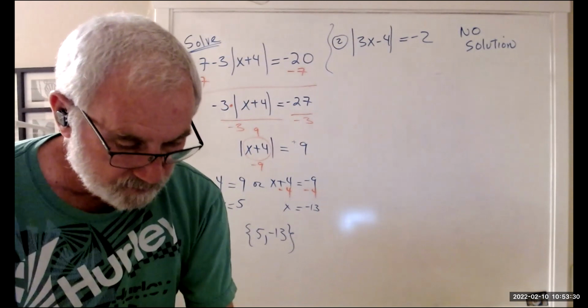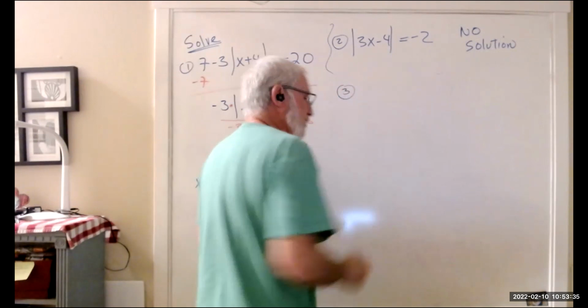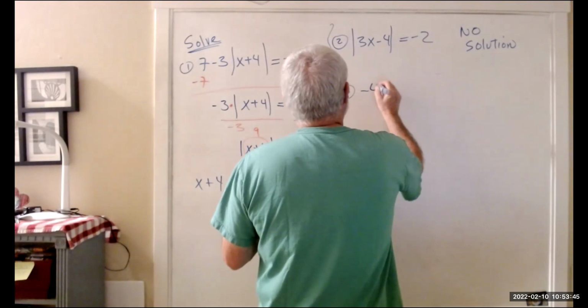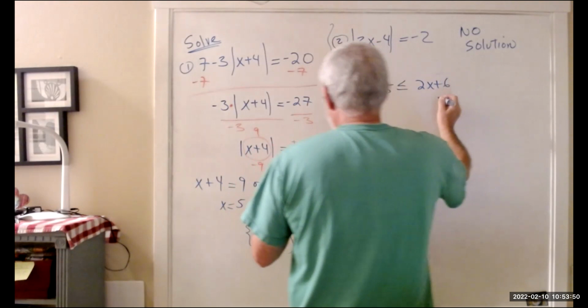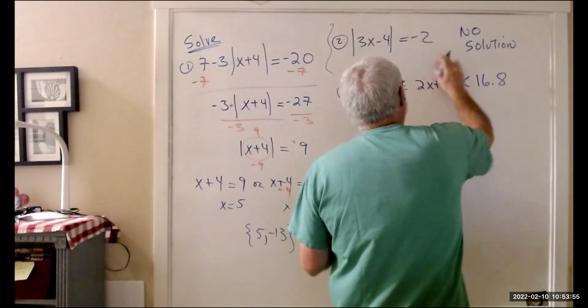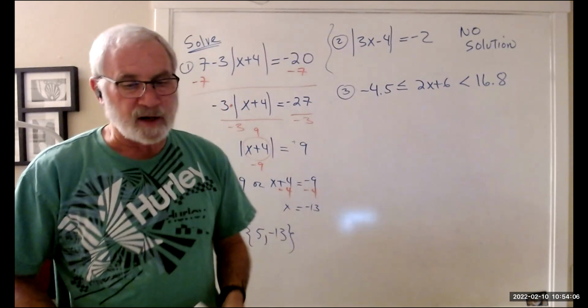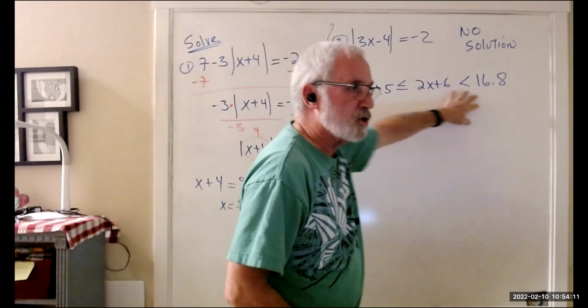Okay. Third one, and then we'll get into new stuff. Why don't you try this? This was called a compound inequality. Okay. It was -4.5 is less than or equal to 2x plus 6, which is less than 16.8. I want you to get the answer and then express the answer in interval notation. Okay, we'll pause right now. Remember, this is called compound because it's actually two problems in one. You need to get X alone.